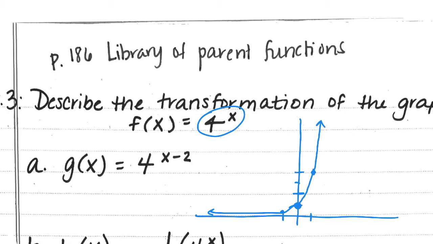But now they're asking us, well, what happens if I have an x minus 2? So whenever it's inside the exponent or underneath the radical or inside the parentheses, this is going to move left and right. So this 2 is actually going to move right 2 places. So from here, it's going to go right 2. And this 1 is going to go up here, and this negative 1 down here. So notice it just moves to the right 2 places, and it's almost exactly the same graph, except it moved.